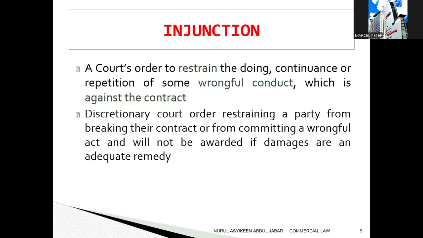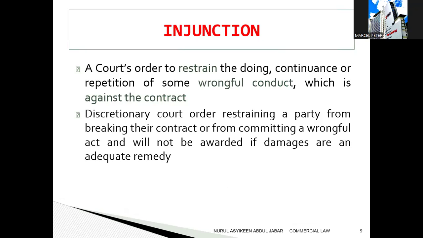Let's continue to discuss injunction as a remedy for breach of contract. Now, an injunction is a court order that restrains a party from doing something that is wrongful or against the contract. In simple words, an injunction stops a party from continuing or repeating a wrongful act that breaches the contract. This type of remedy is discretionary, which means the court will decide whether or not to grant it. An injunction will not be granted if damages are already an adequate remedy.